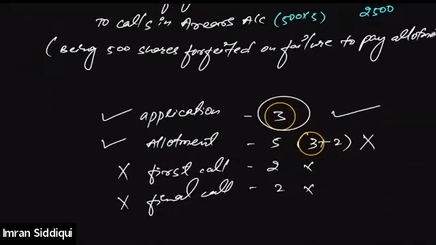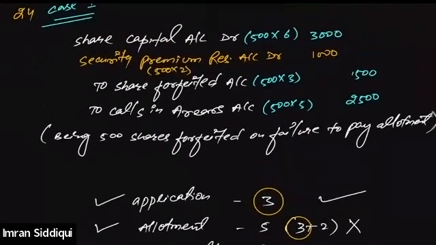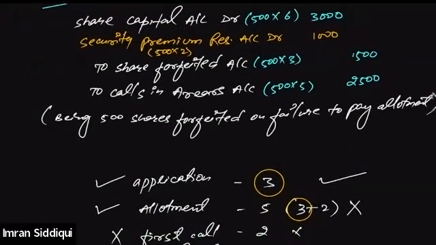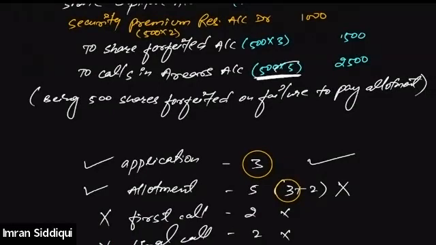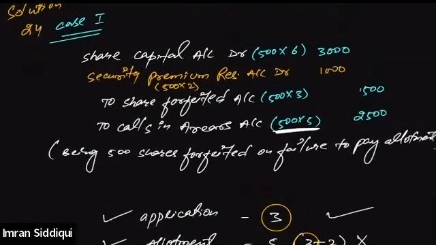To share forfeited account, how much have we already received? We already received for the application. We only received application. And what amount is not yet received? What amount is still in arrears? The amount in arrears is for the allotment money, and we need to write that including the premium. 500 into 5. Any difference arising will be debited to securities premium reserve account. That will be 500 into 2.